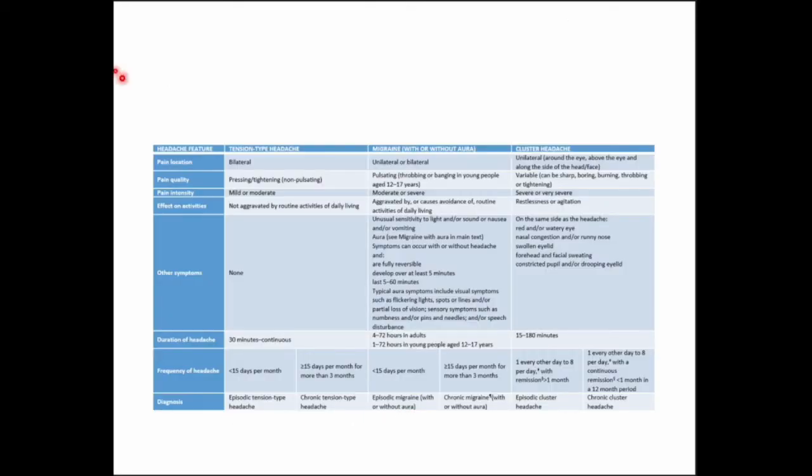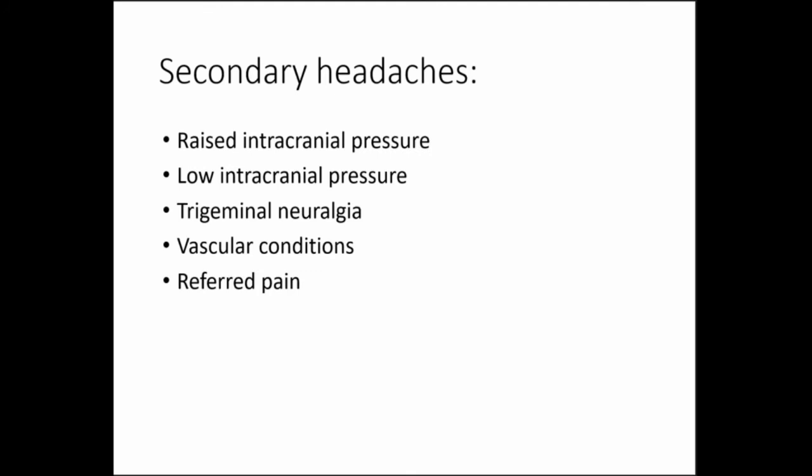And so this is a table just going over the different types of primary headache and can be useful for your revision. So moving on to secondary headaches. There's raised intracranial pressure headaches, low intracranial pressure, trigeminal neuralgia, vascular conditions, and referred pain. So I'm going to go over raised and low intracranial pressure headaches along with trigeminal neuralgia.